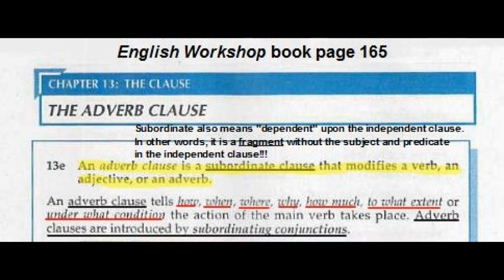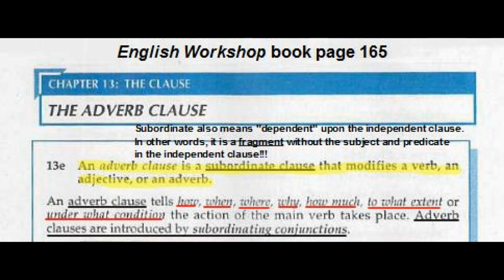Now that you've written in the definition of subordinate, I'd also like you to underline in the next section the words adverb clause, and then also in a different color underline these words. An adverb clause tells how, when, where, why, how much, and to what extent or under what conditions the action of the main verb takes place. So an adverb clause basically answers the same questions an adverb modifier would answer. Please underline the last portion as well.